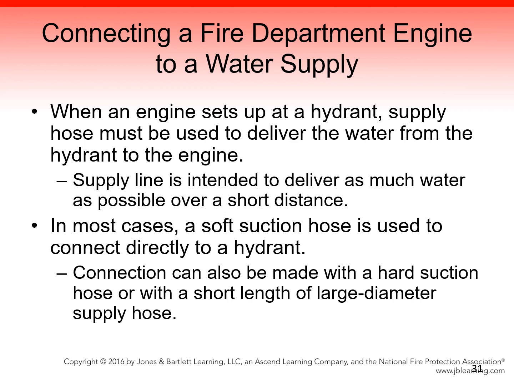Connecting a fire department engine to a water supply. When an engine sets up at the hydrant, supply hoses must be used to deliver water from the hydrant to the engine. This special type of supply line is intended to deliver as much water as possible over a short distance. In most cases, a soft suction hose is used to connect directly to the hydrant. Alternatively, the connection can be made with hard suction hose or with a short length of large diameter supply hose.